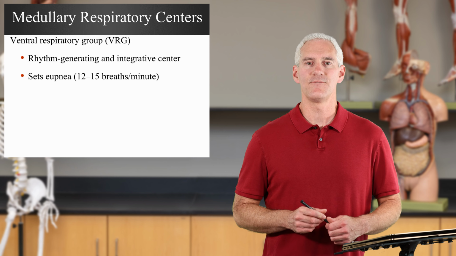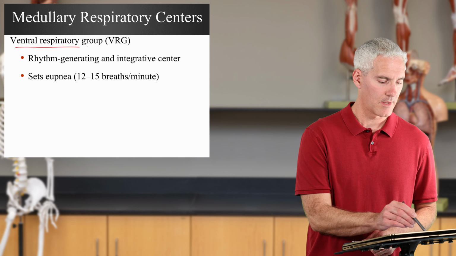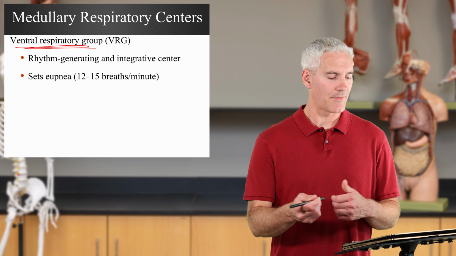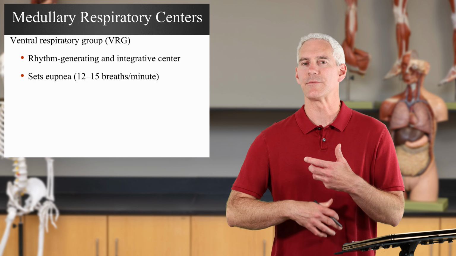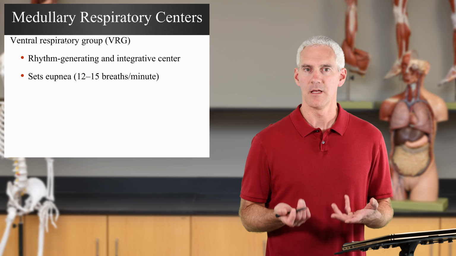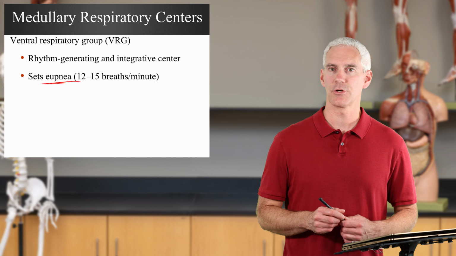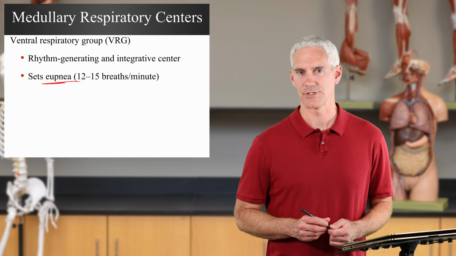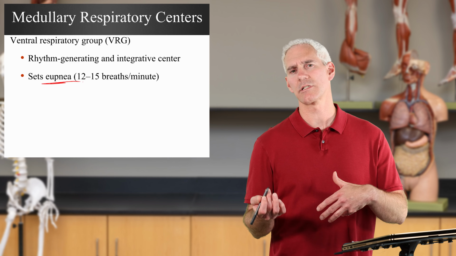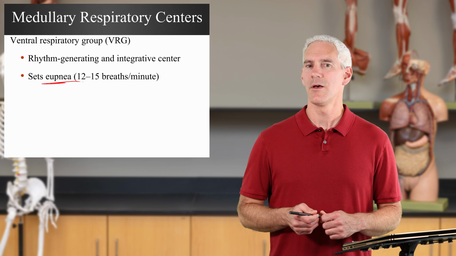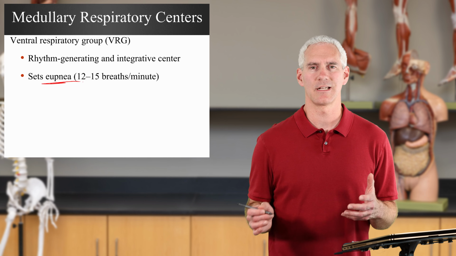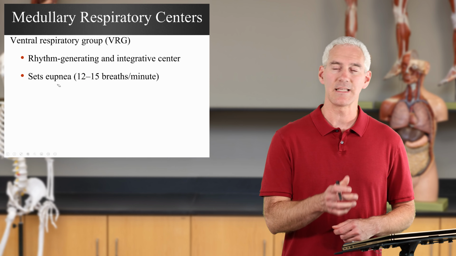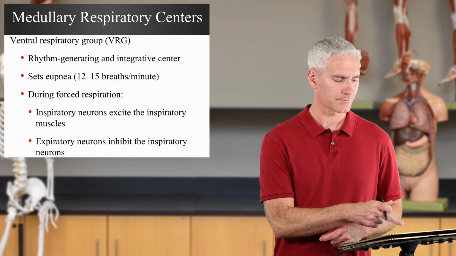The other one is the ventral respiratory group, the VRG. Now this one is more of a rhythm generator. It sets eupnea. Eupnea basically is your breathing rate. It's about 12 to 15 breaths per minute on average. Can some people have more, some people have less? Sure, that's possible. But if you go across the entire population, you're looking at about 12 to 15 breaths per minute. So that's the ventral respiratory group.